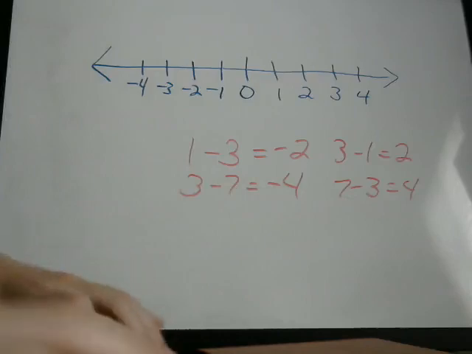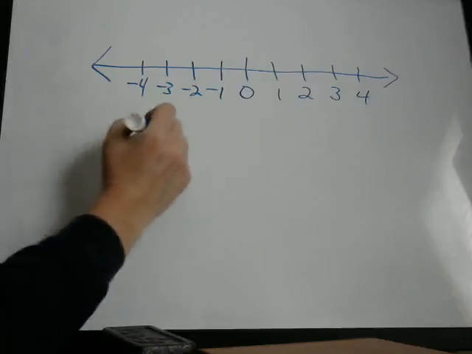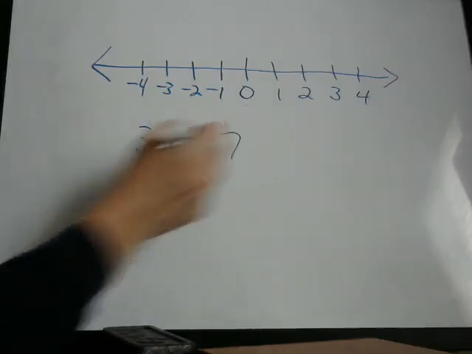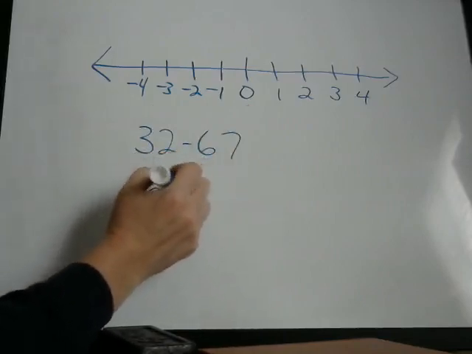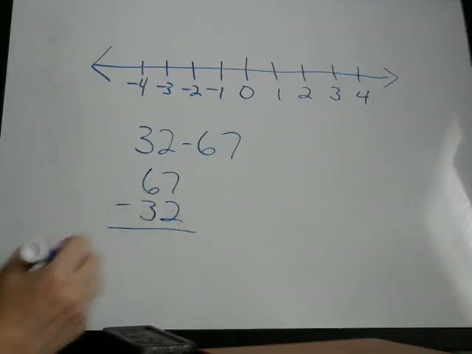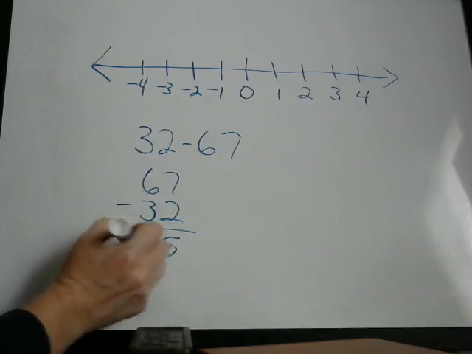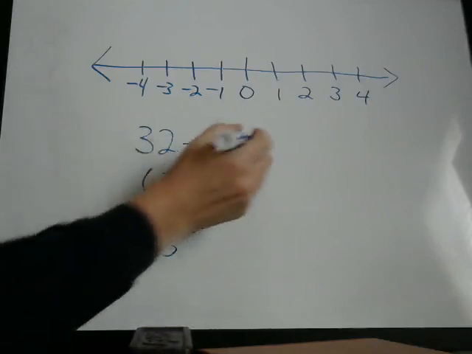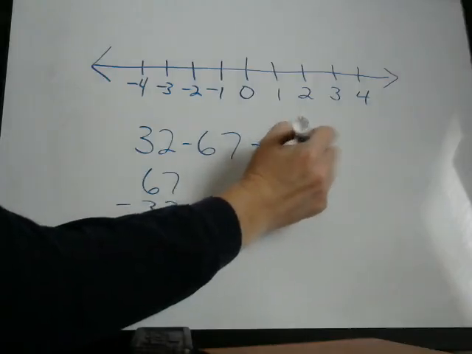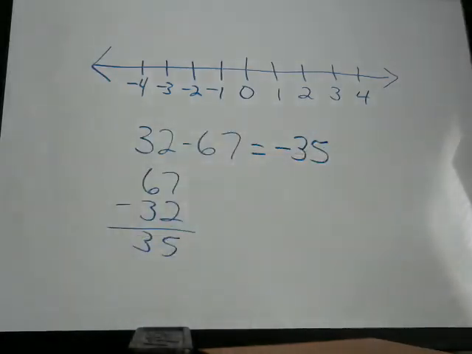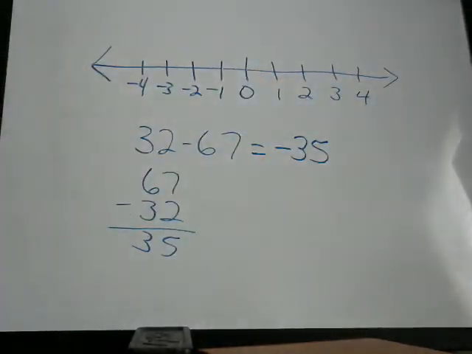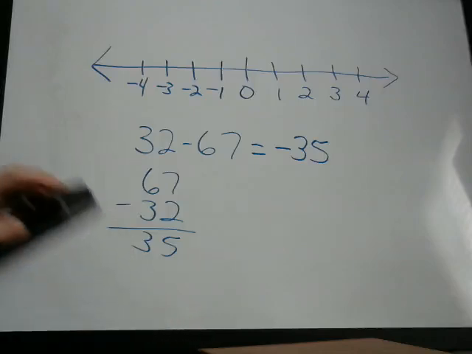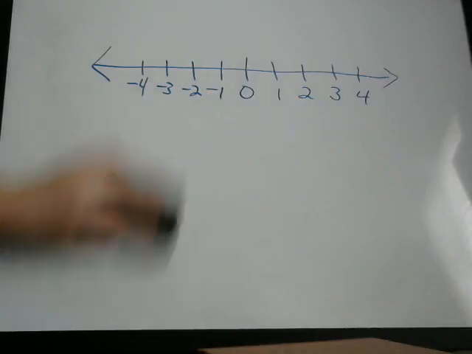So if we try this for larger numbers, for example, let's do 32 minus 67. Well, the way that we can think of that is 67 minus 32. If we do that subtraction, we get 35. So the answer to 32 minus 67 is going to be negative 35. Make sure you add the negative on there. And that makes sense, because if we're out at 32 and go all the way back 67, we're going to end up at a negative number. And so this works for essentially any size number you want.